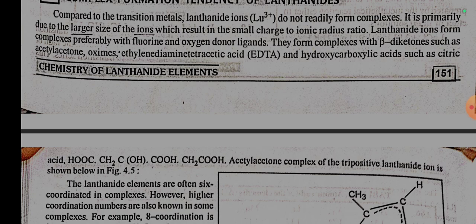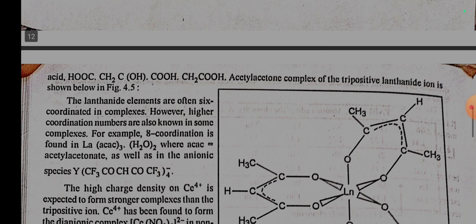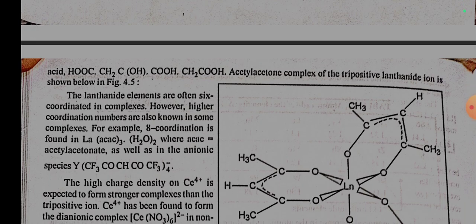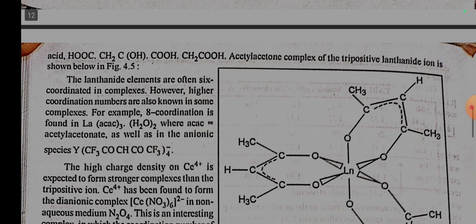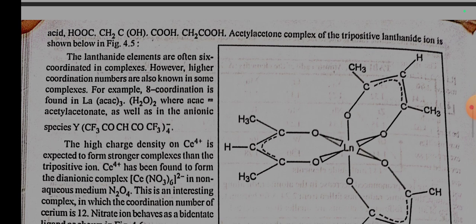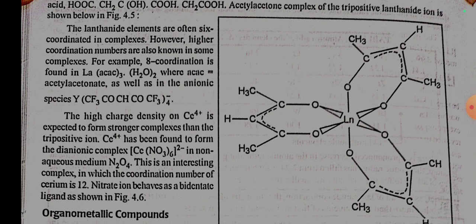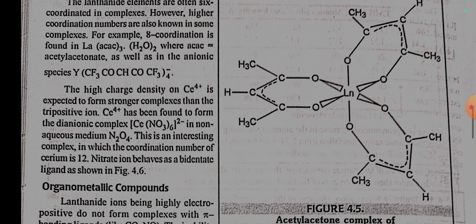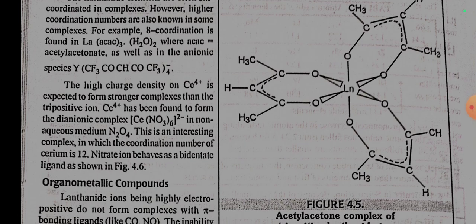They form complexes with beta-diketones such as acetylacetone, oximes, ethylenediaminetetraacetic acid, and hydroxycarboxylic acids such as citric acid, HOOC-CH2-C(OH)(COOH)-CH2-COOH. The acetylacetone complex of a tripositive lanthanide ion is shown below in figure 4.5. The lanthanide elements are often 6 coordinated in complexes. However, higher coordination numbers are also known in some complexes.